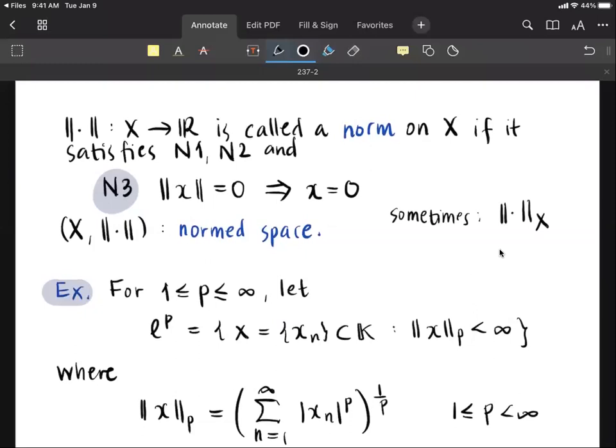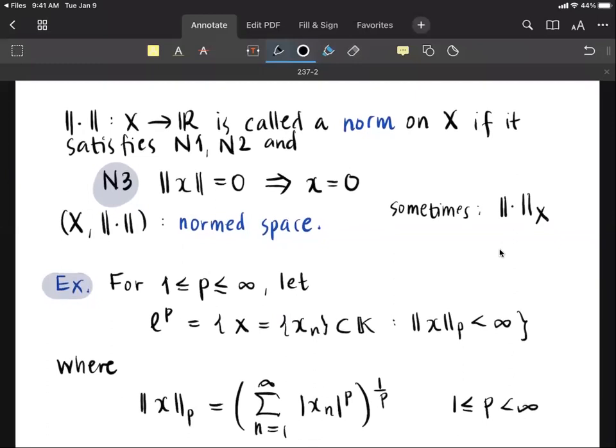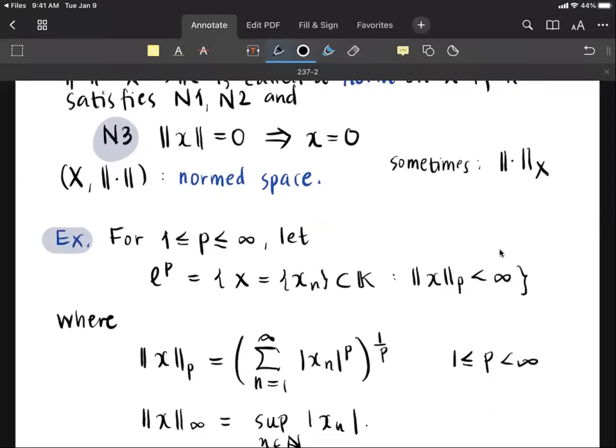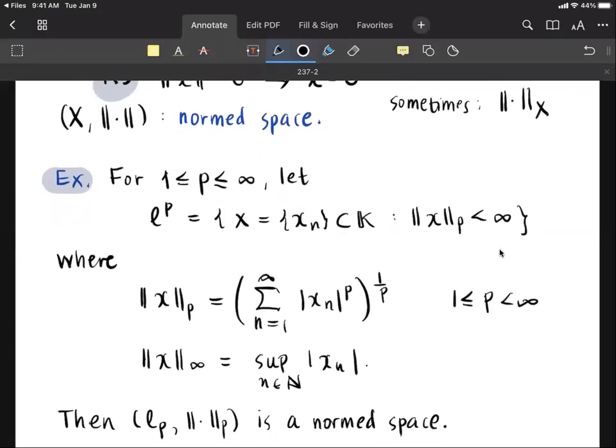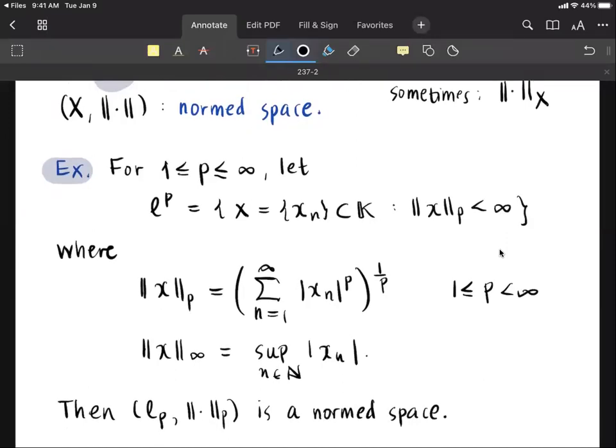So this is the infinite version of your Euclidean norm if P is equal to 2, of course. Now, if P is infinity, then we just define the little L infinity norm of a sequence to be the largest magnitude of the terms. And this little LP, the space of sequences having a finite P norm, is a Banach space.